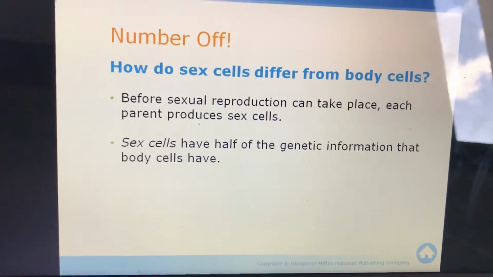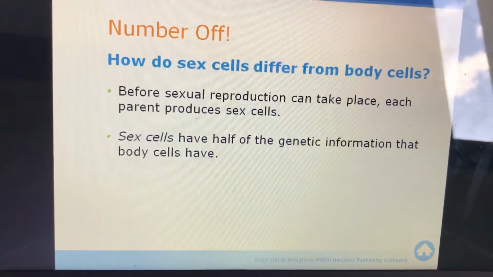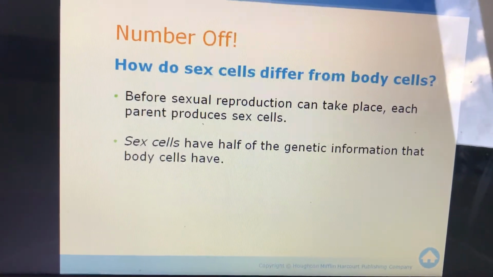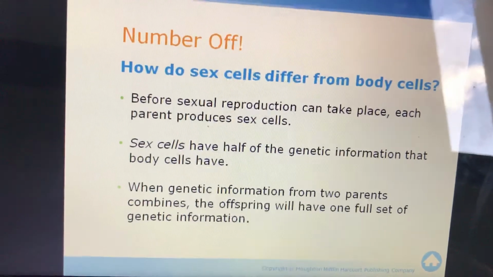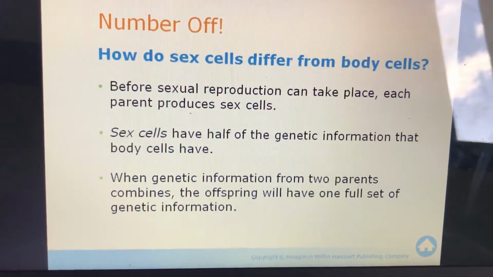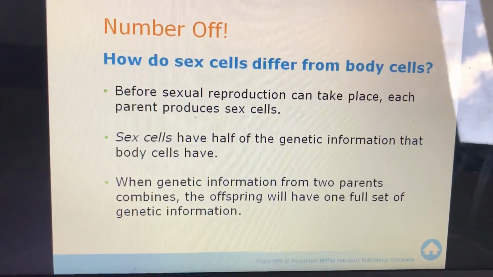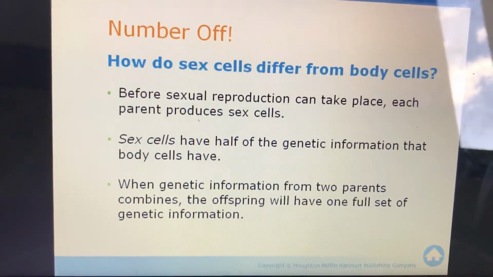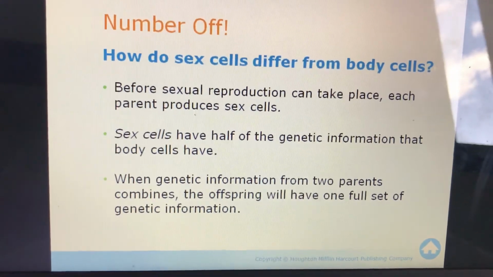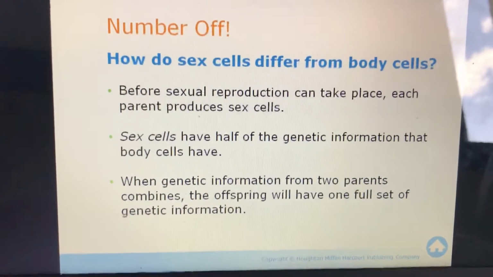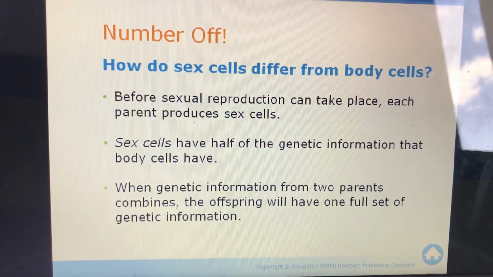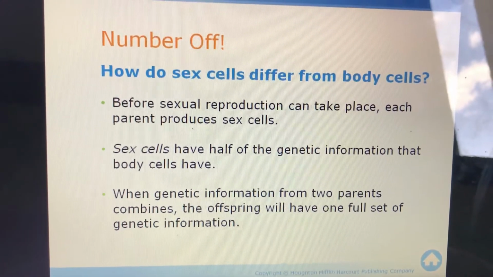So before sexual reproduction can take place, each parent produces sex cells. Sex cells, we said, have half of the genetic information that body cells have. It means half of the number of chromosomes. When genetic information from two parents combines, the offspring will have one full set of genetic information.